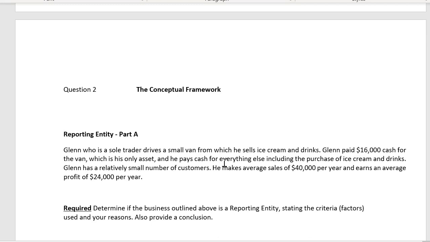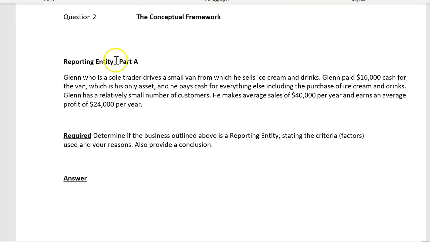All right, let's move on to the conceptual framework question, reporting entity. Now, this question is based on indicators of a reporting entity. Now, you're told that Glenn is a sole trader. He drives a small van, which he sells ice cream and drinks. Glenn paid $16,000 cash for the van, which is his only asset. He pays cash for everything else, including the purchase of ice cream and drinks. Glenn has a relatively small number of customers. He makes average sales of $40,000 per year and earns an average profit of $24,000 per year.